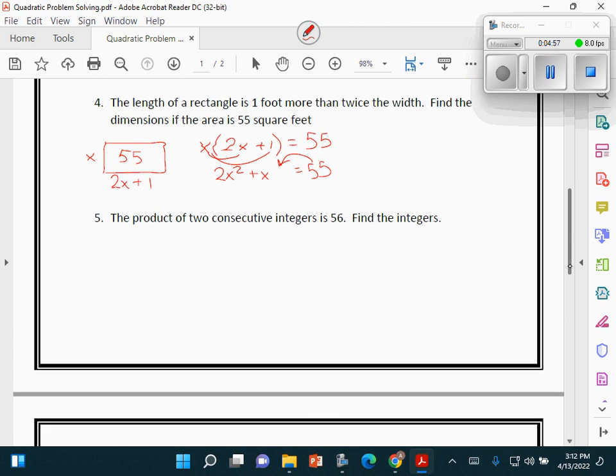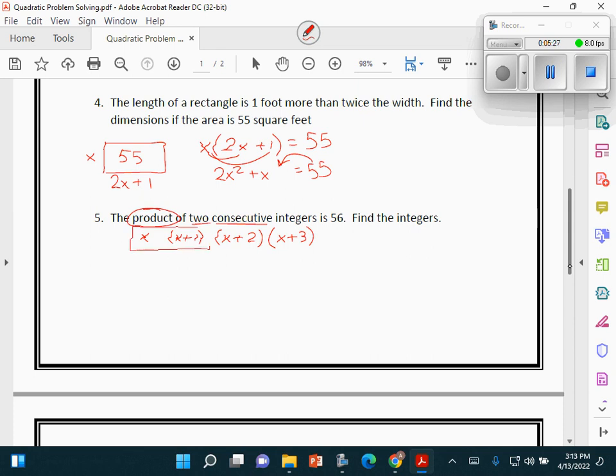If you remember a consecutive integer, we call x the first integer. Consecutive means counting up by ones. So if the first integer is x, the second one would be x plus 1, and the next one would be x plus 2. The next one would be x plus 3. These are consecutive integers. So what this says is the product, which means we're going to multiply two consecutive integers.